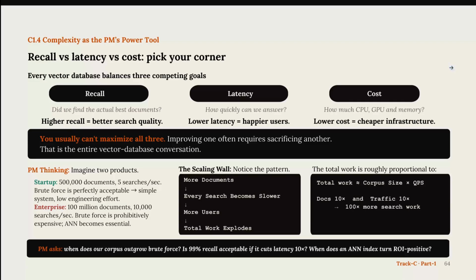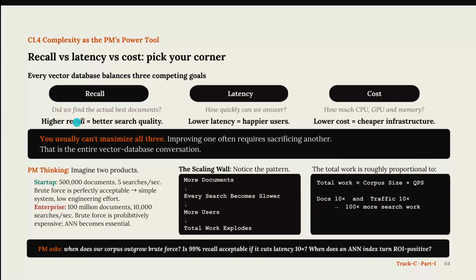We have so far looked at how we are solving for a particular angle. We were either solving for cost, latency, or recall. And when we implement RAG, we need to look at these three competing goals. What are those goals? The recall, the latency, and the cost. Recall means: did we find the actual best documents matching what I was looking for? In latency, we are looking at how quickly we can get an answer, whereas in cost, we are looking at whether the costs of CPU, GPU, or memory are within the constraints that I have set.